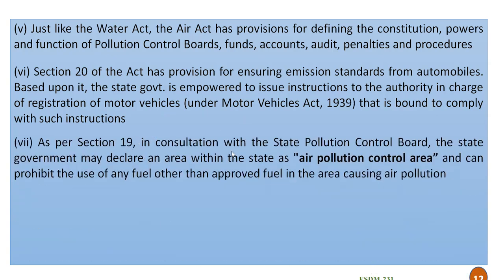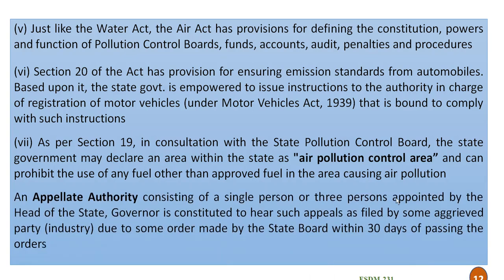Then as per section 19 of this Act, in consultation with the state pollution control board, the state government may declare an area within the state as an air pollution control area and can prohibit the use of any fuel other than approved fuel in the area causing air pollution. So this section 19 provides additional authority, through which the state government can declare a particular area an air pollution control area and restrict the use of fuel other than approved fuel, which leads to minimizing air pollution in that area.